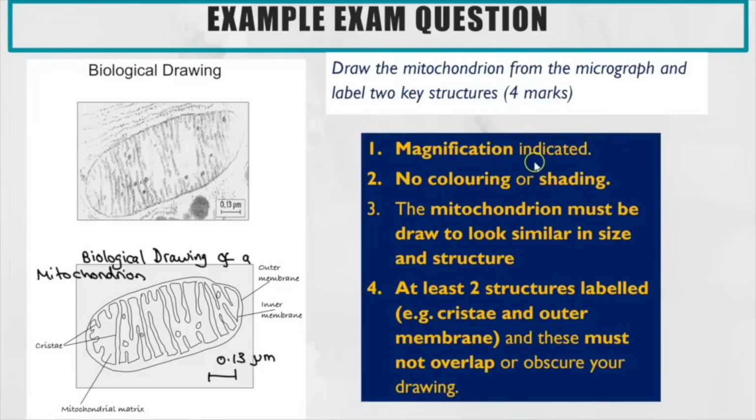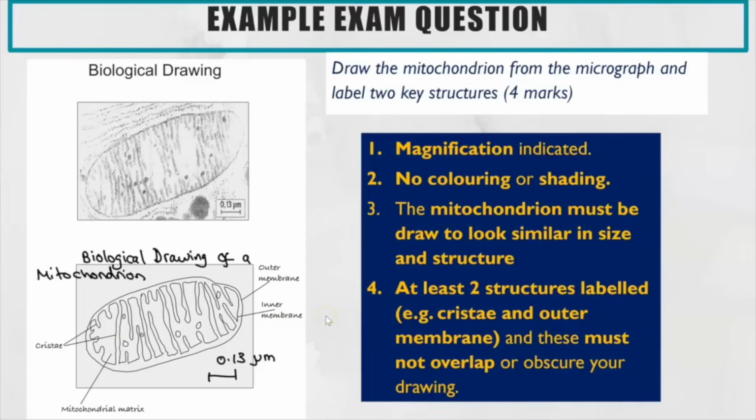The magnification was indicated. There is no colouring or shading, even though we can see in the micrograph there were darker sections. They have just given the outline. The mitochondrion that is drawn is the same size and it does look relatively similar, so that would count as being accurately drawn. And we have got at least 2 key structures labelled, and in the mark scheme they said, for example, they have to give the cristae or the outer membrane, but they've gone for additional ones as well. And the label lines do not overlap.